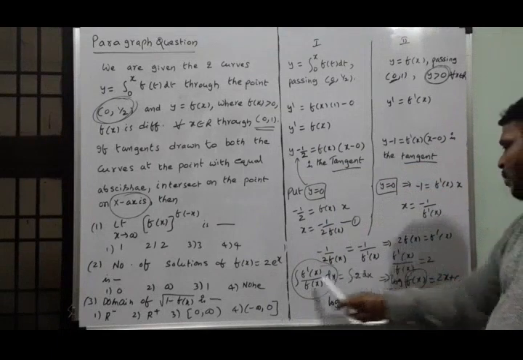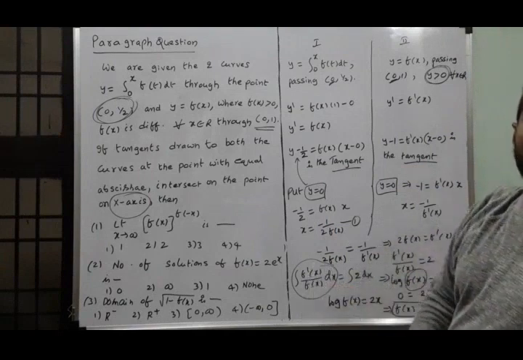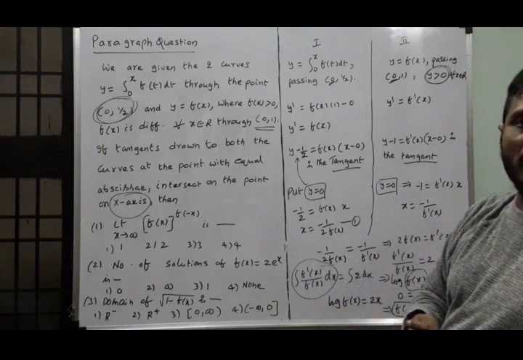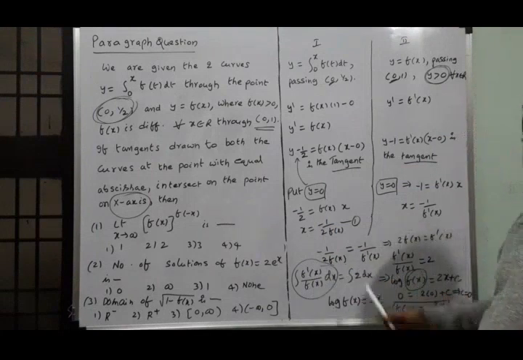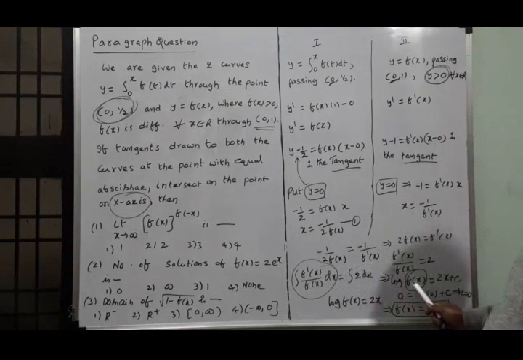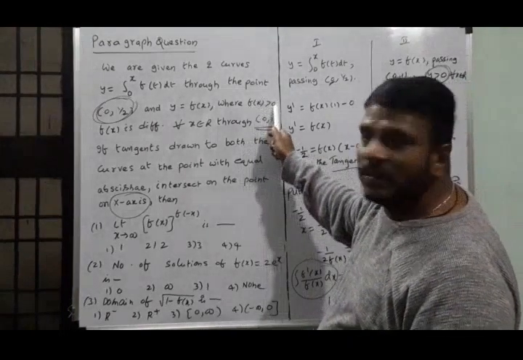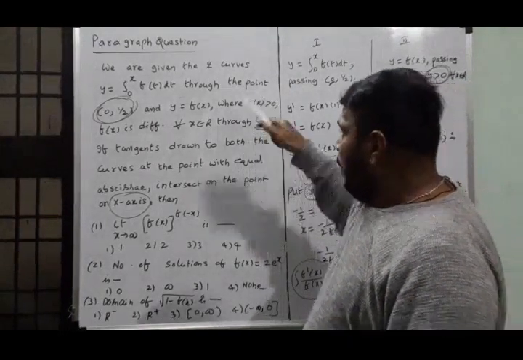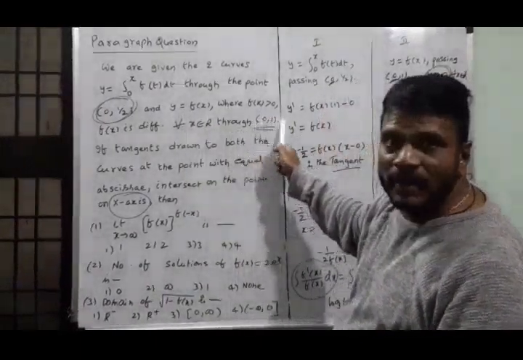Now integrating on both sides. Integral of f dash x by f of x, that is a standard formula. What is the formula? Log mod f of x. So log mod f of x is equal to integral 2 dx, 2x plus c. Now here log is defined only when f of x is positive. Here f of x is positive since the curve y is equal to f of x is passing through 0, 1.